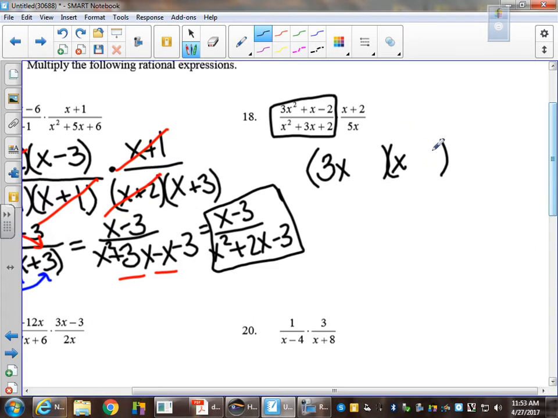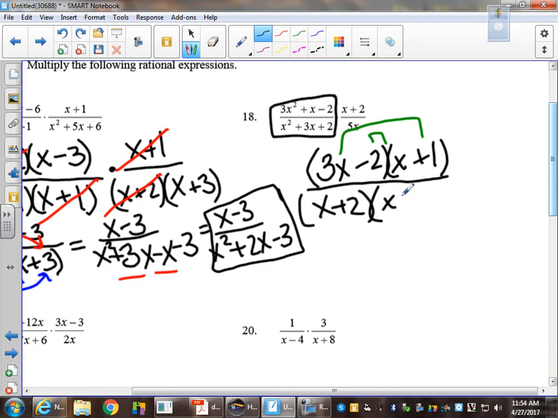2 and 1 are going to be our numbers. We're going to have a 2 here and a 1 here, because 2x and 3x, 3 minus 2, will get us 1. So therefore the 3 has to be positive and the 2 has to be negative. All over x plus 2 times x plus 1. We're going to factor the denominator like normal. 2 times 1 is 2. 2 plus 1 is 3.